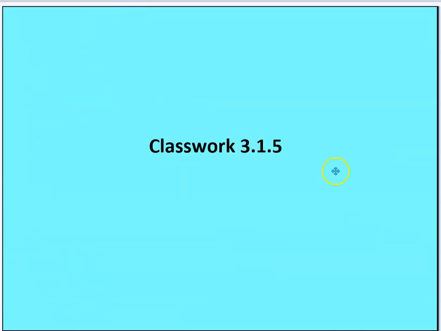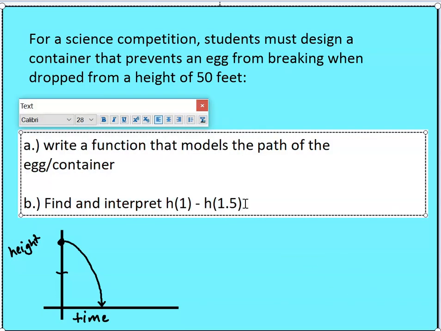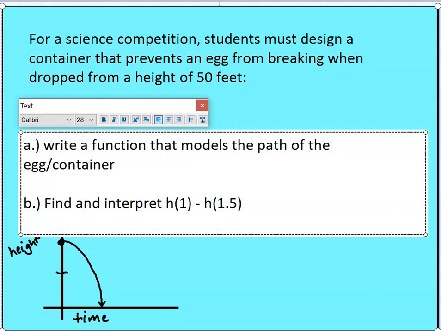All right, so this brings us to your last, I promise this is your last classwork problem, and then we'll be done. So similar problem. For a science competition, students must design a container that prevents an egg from breaking when dropped from a height of 50 feet. Write a function that models the path of the egg container. Find and interpret h sub 1 and h sub 1.5.